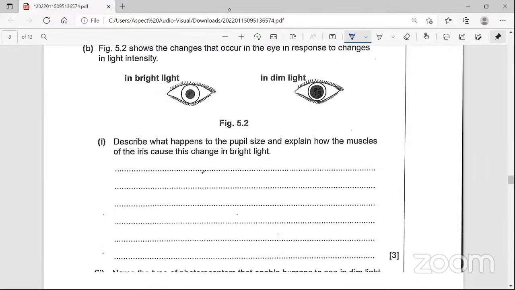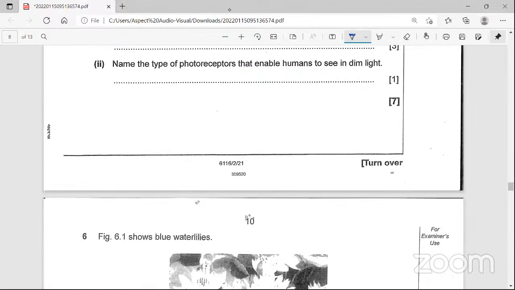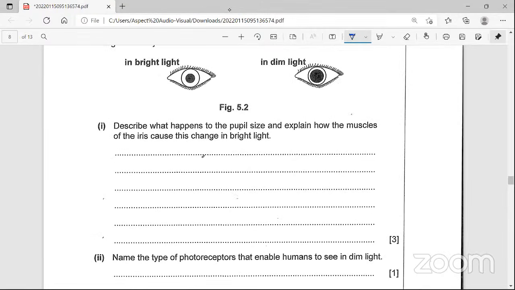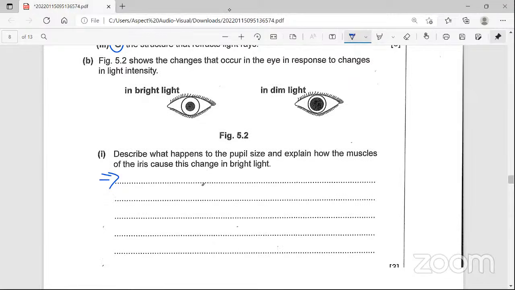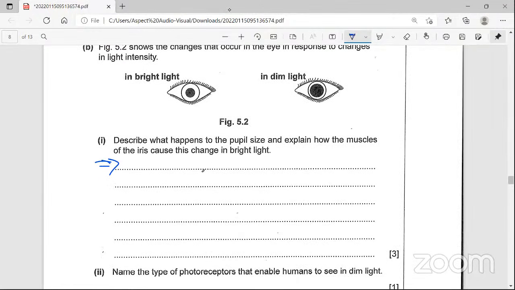Let's finish this question and then you can go. Figure 5.2 shows the changes that occur in the eye in response to changes in light intensity, in bright light and in dim light. Describe what happens to the pupil size and explain how the muscles of the iris cause this change in bright light. So they want you to say what happens in bright light.